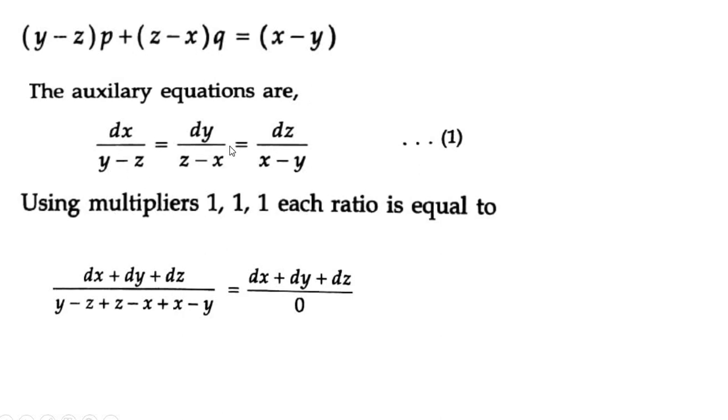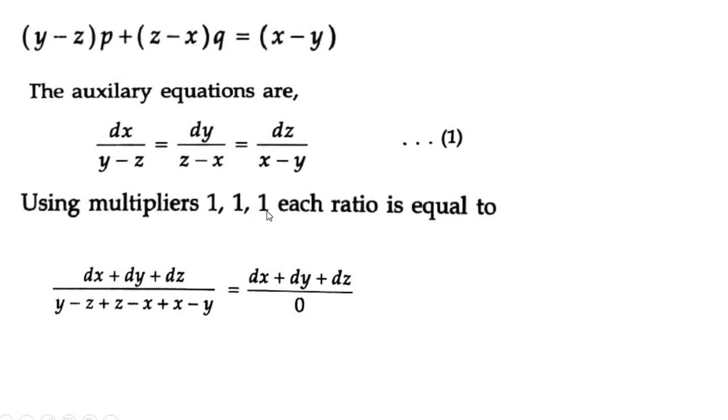So to simplify this further, I will use the multipliers. Please go through the step procedure that I have explained in the beginning. So what are the multipliers here? You have to apply a trial and error method: what term, if I multiply, gives me the denominator equal to 0? You have y minus z, z minus x and x minus y, right?